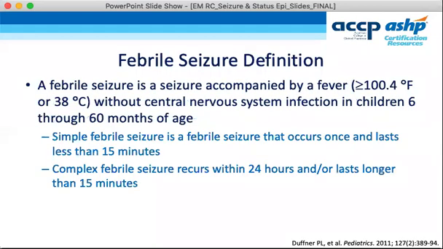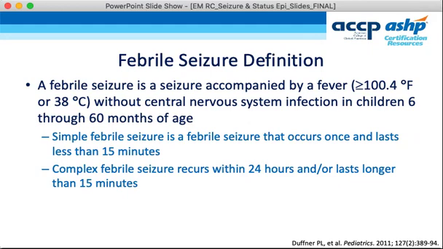A febrile seizure is defined as a seizure accompanied by a fever of 100.4 degrees Fahrenheit or 38 degrees Celsius without central nervous system infection in children 6 through 60 months of age. A febrile seizure is further broken down into simple and complex.